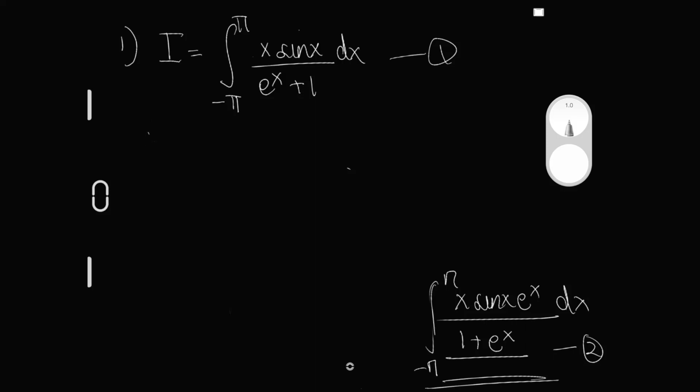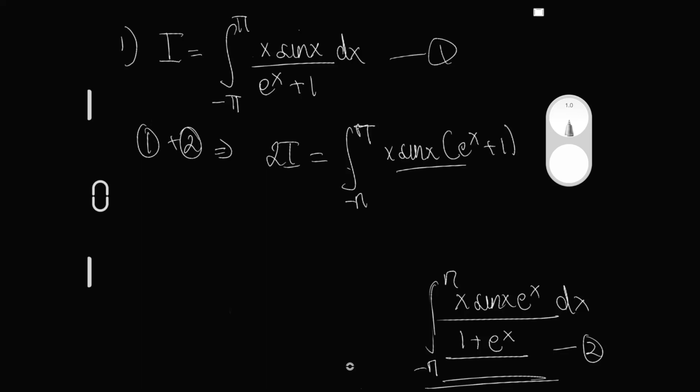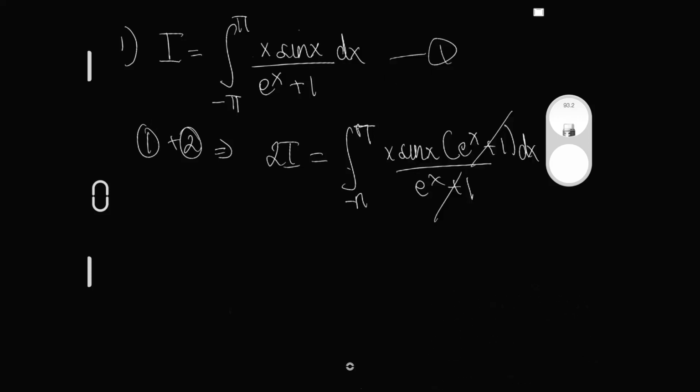I'm going to add up 1 plus 2, which basically implies 2I, because they both are the same integral according to King's rule, f of minus pi. Now as you can see in 1 and 2, x sin x is common, so I'm taking x sin x common and writing e raised to x plus 1 by e raised to x plus 1 dx. As you can see, these two clearly cancel out, and then basically it's just solving integration by parts. I'm going to use the DI method, so follow me if you can.